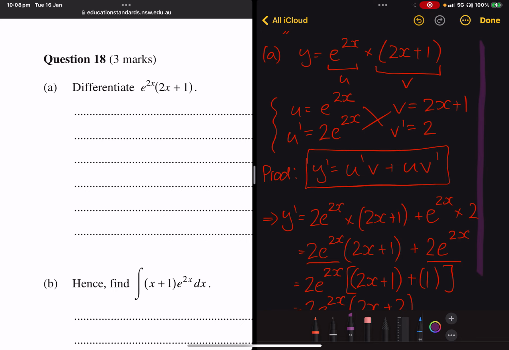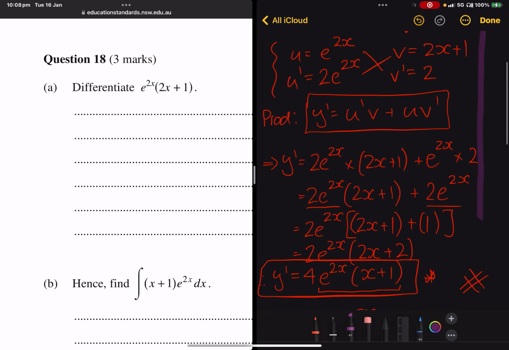The second part is for the correct solution. So this will either be 2 times e to the 2x times 2x plus 2, which is technically a correct form of the answer, but 4 times e to the 2x times x plus 1 is better because this form allows you to, by identification, do the second bit. You don't have to have it in this form. You can do it using the previous form, but it's a little bit easier in this question. So the second mark will be for one of these answers.